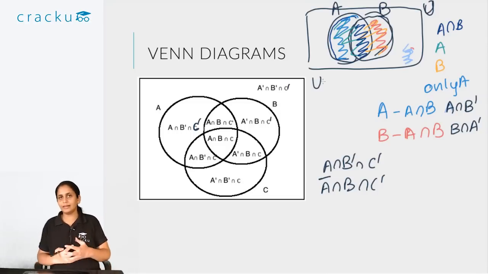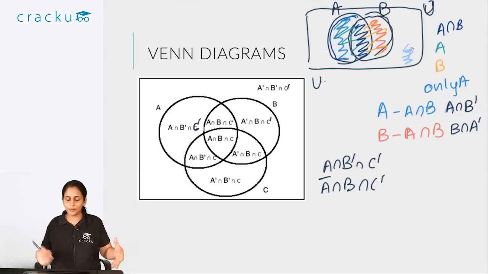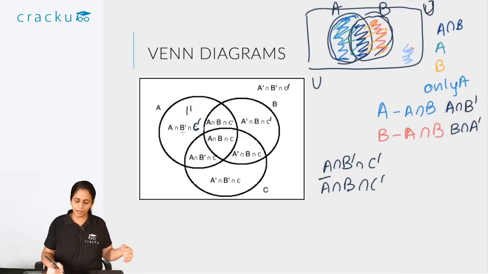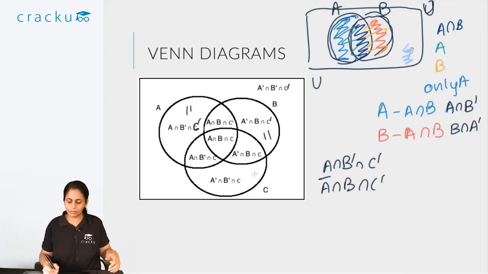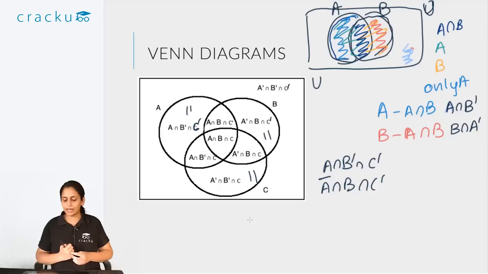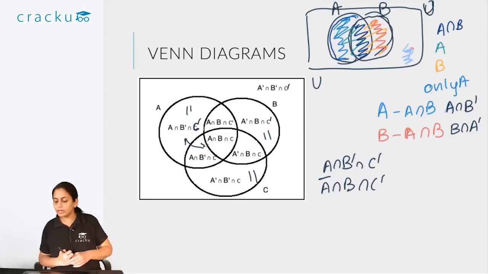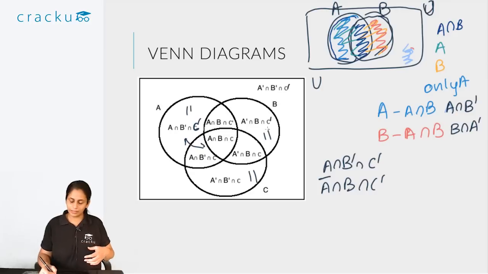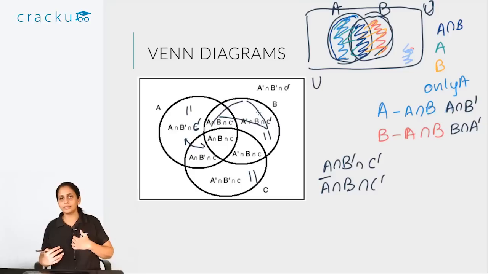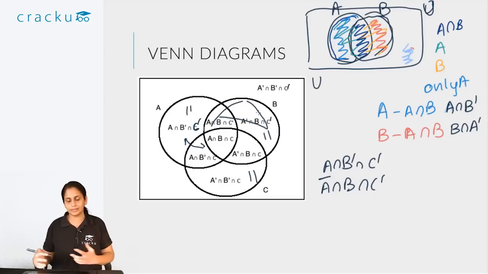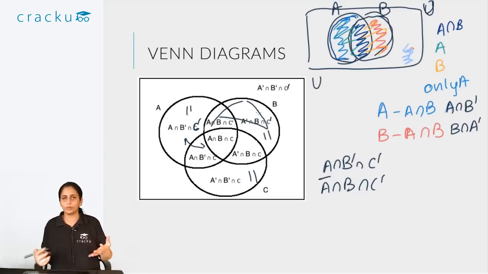So you should be able to read the sentence and say if it's written only A, then it's this part. If it's written only B, it's this part. If it's written only C, it's this part. If it's written part of A but not B, then it is these 2 parts. If it's written part of B but not C, then it is essentially everything over here, this entire portion. So you should be able to see what is asked and accordingly understand the areas that are represented. That is the only thing that you have to understand in Venn diagrams.